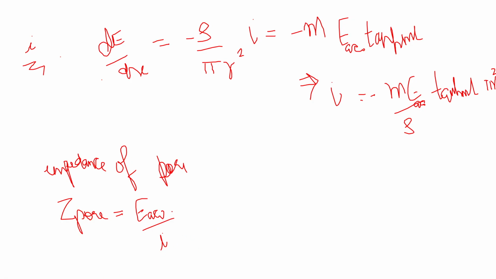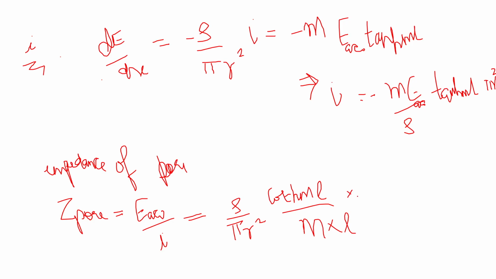So how can you proceed? You know what is E_AC naught by I? What is I? I is minus m into E_AC naught tan h ML pi r square by rho. So E_AC naught will cancel out. You will just get, finally, something of the form rho by pi r square coth ML by m.